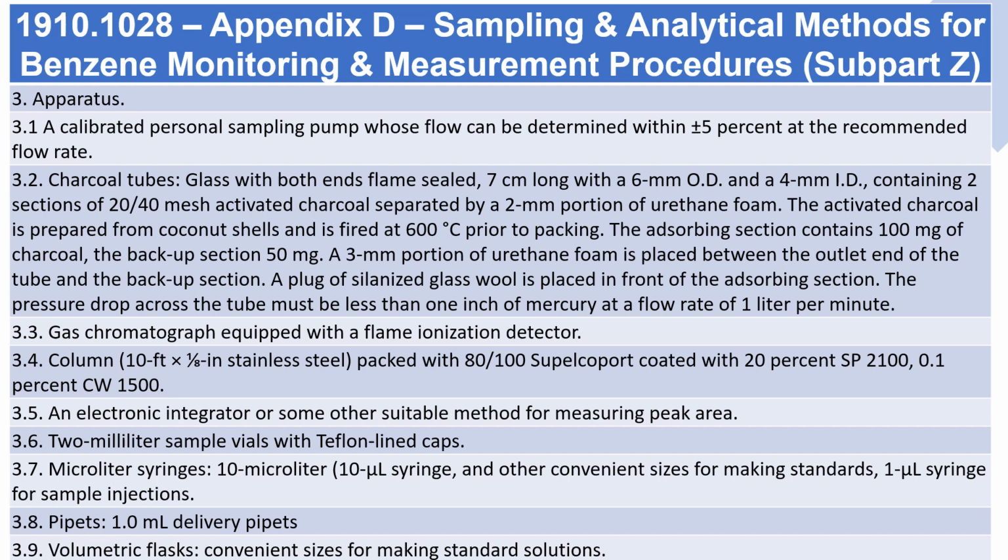A 3 mm portion of urethane foam is placed between the outlet end of the tube and the backup section. A plug of silanized glass wool is placed in front of the adsorbing section. The pressure drop across the tube must be less than 1 inch of mercury at a flow rate of 1 liter per minute. 3.3. Gas chromatograph equipped with a flame ionization detector. 3.4. Column, 10 feet x 1/8 inch stainless steel, packed with 80/100 Supelcoport coated with 20% SP2100, 0.1% CW1500. 3.5. An electronic integrator or some other suitable method for measuring peak area.